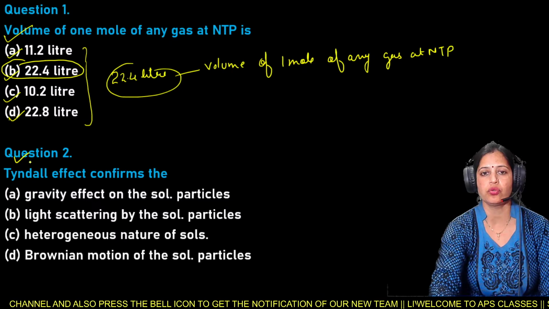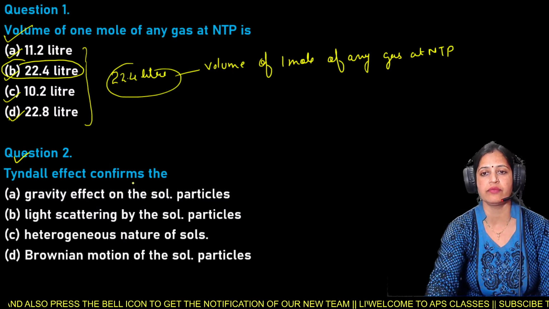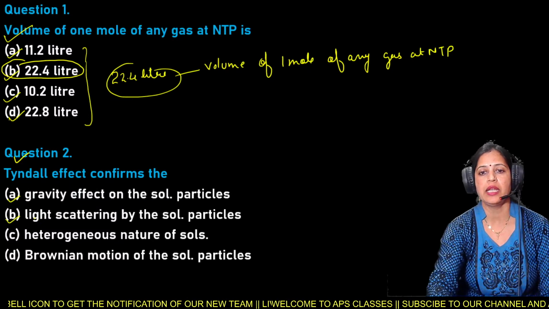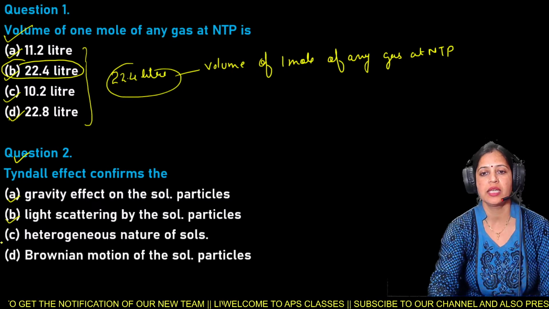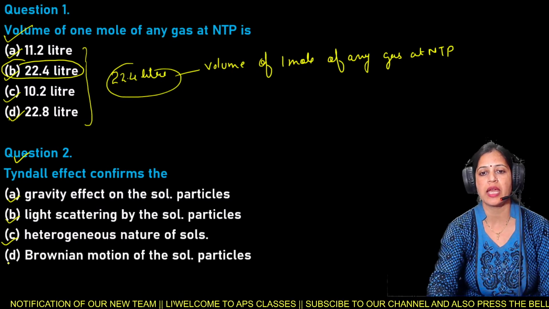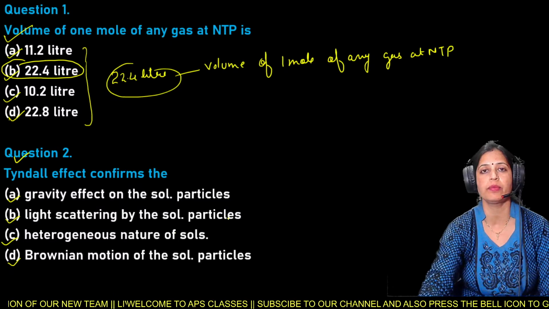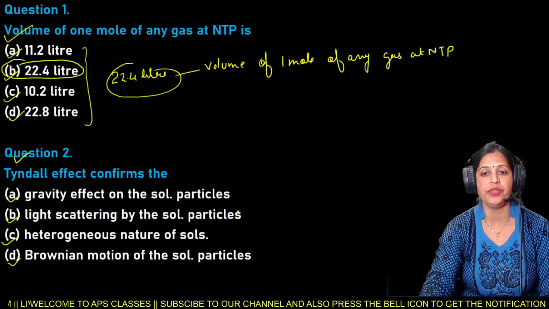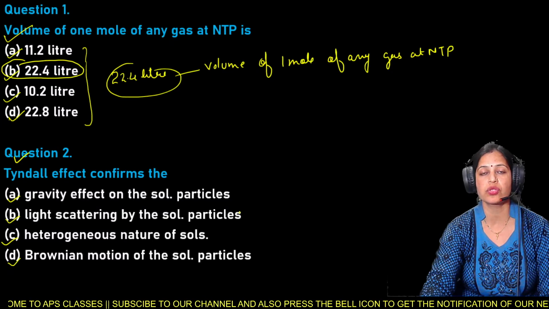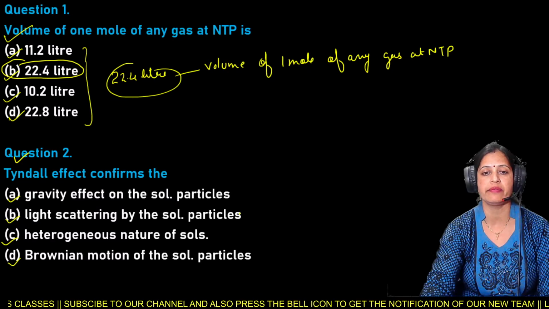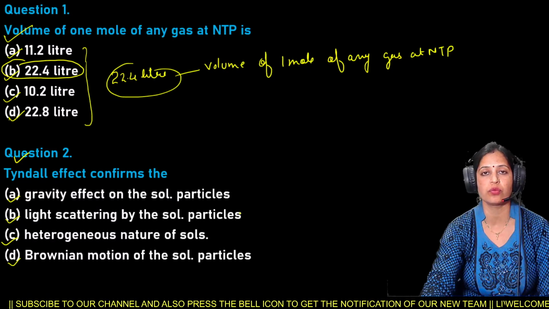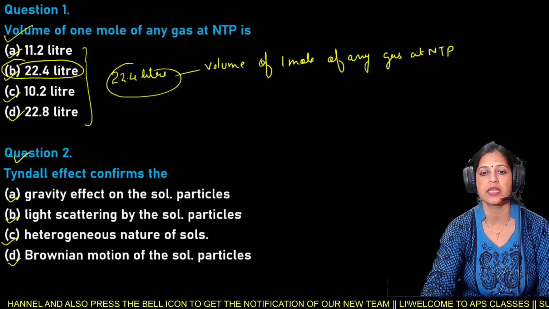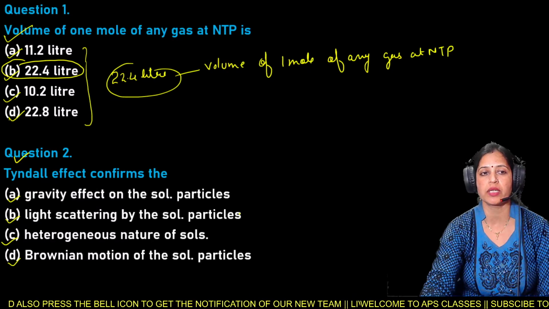Now shift to question number 2. Tyndall effect confirms the: option A, gravity effect on the sol particles; B, light scattering by the sol particles; C, heterogeneous nature of the sol; and D, the Brownian motion of the sol particles. That means out of these four factors, which is the one that the Tyndall effect confirms?